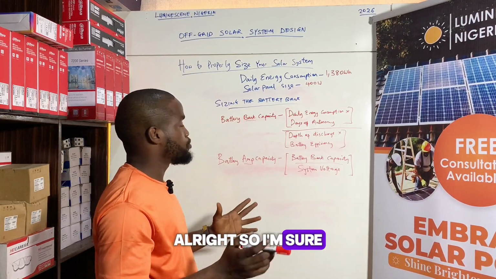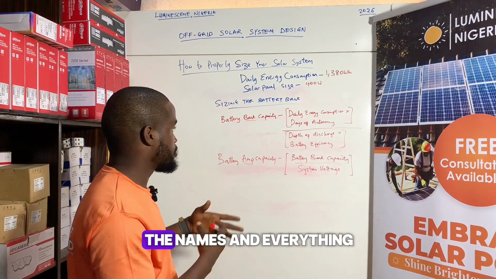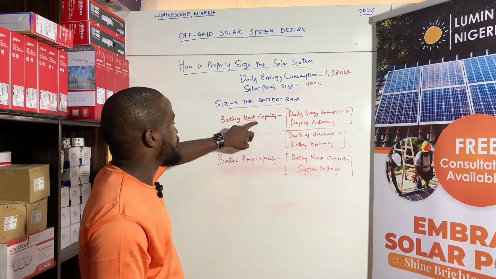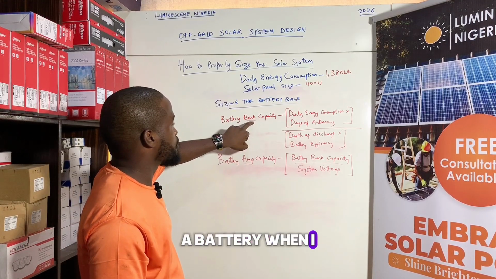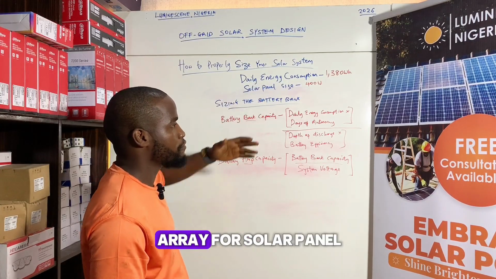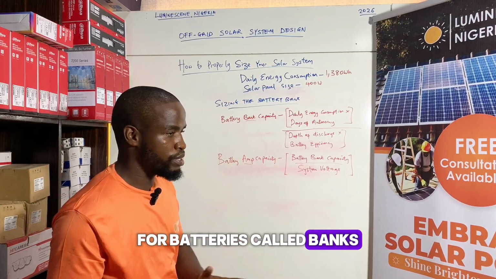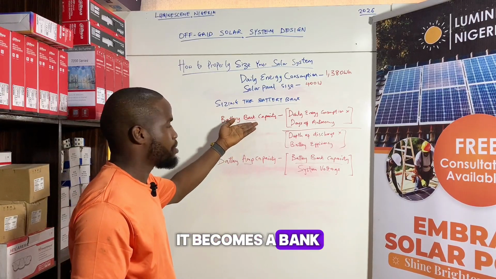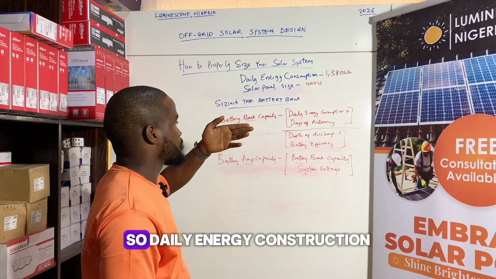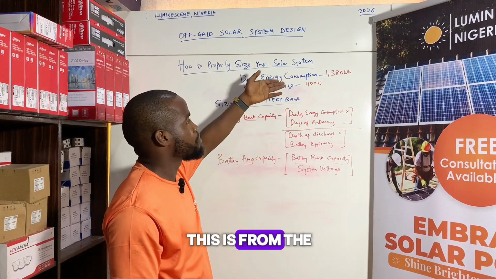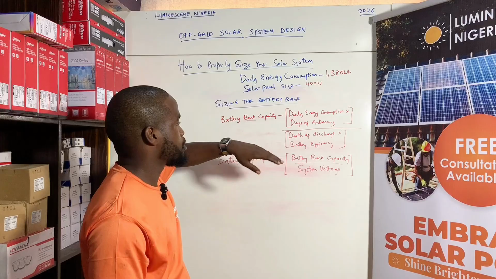Alright, so I'm sure you're wondering what all these names are. When I say bank, it's like an array for solar panels. For batteries, it's called banks. So if you have one or two batteries, it becomes a bank of batteries. Daily energy consumption, we already explained what this is from the first class.